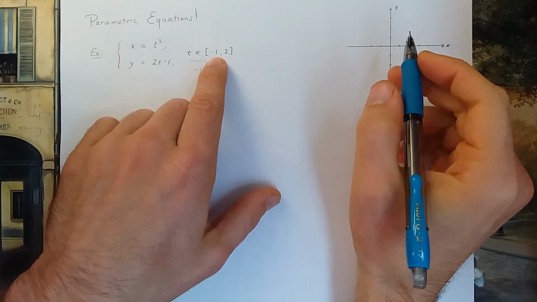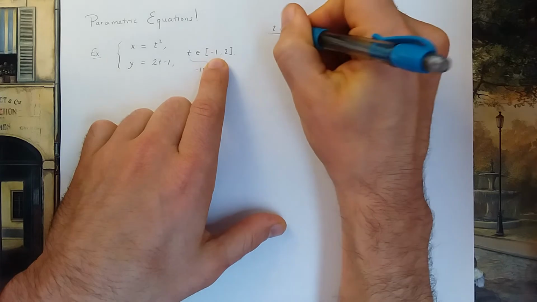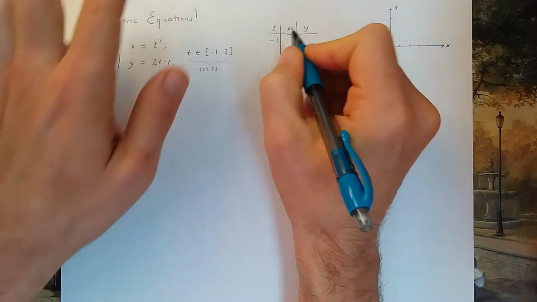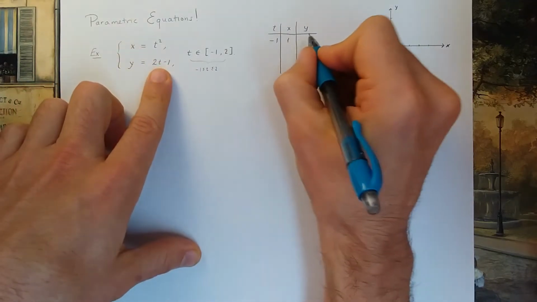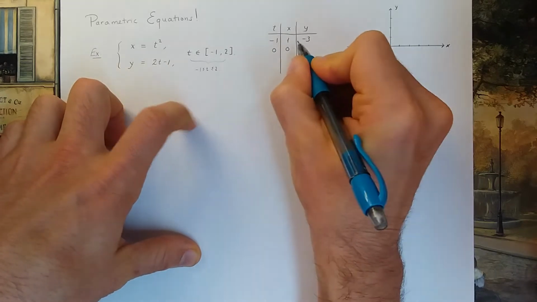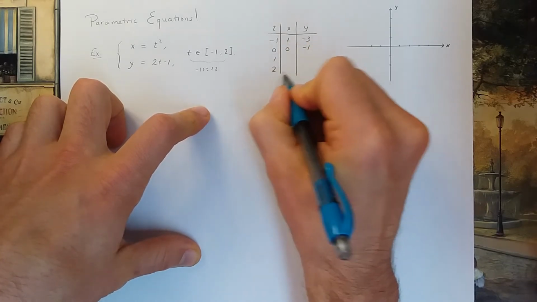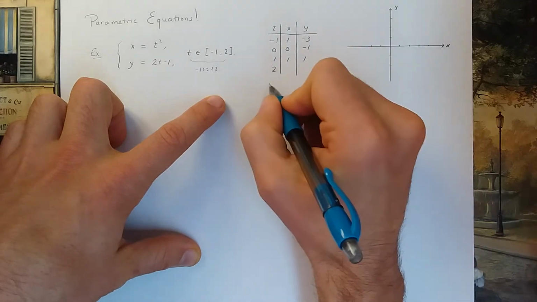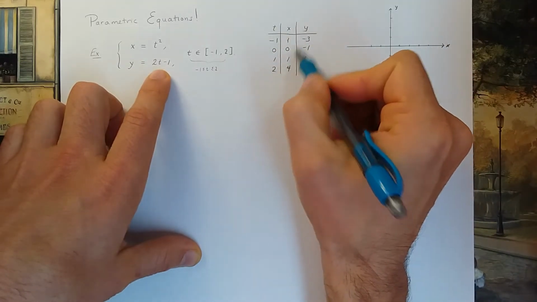So for example, if I plug in t equals -1, I have values of x and y. If t is -1, then x is 1, because -1 squared is 1, and y would be -3. If t is 0, then x would be 0, and y would be -1. And then t could be 1, 2, or any number in between. They don't have to be whole numbers. Any number like 1.1 would work. If I plug in 1, I get 1 for x and 1 for y. And if I plug in 2, I get 4 for x and 3 for y. So I have different t values, which give me different x and different y values.